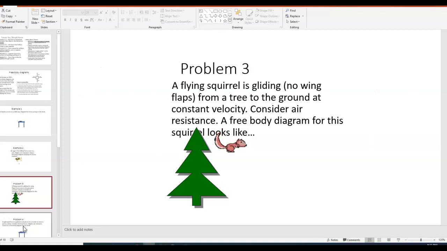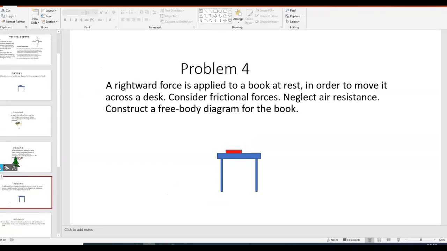Okay. Example 4. A rightward force is applied to a book at rest. Okay, so this is going to be an applied force to move it across the desk. Consider frictional forces. Look for those context clues: consider frictional forces, rough surface. They're telling us in the problem there's going to be friction. Neglect air resistance. Construct a free body diagram for the book.